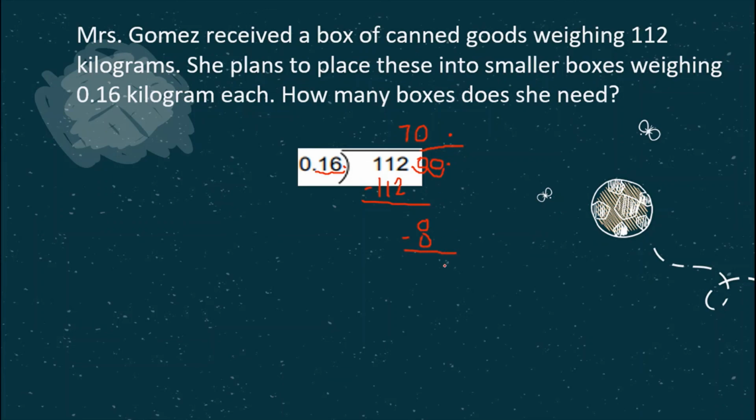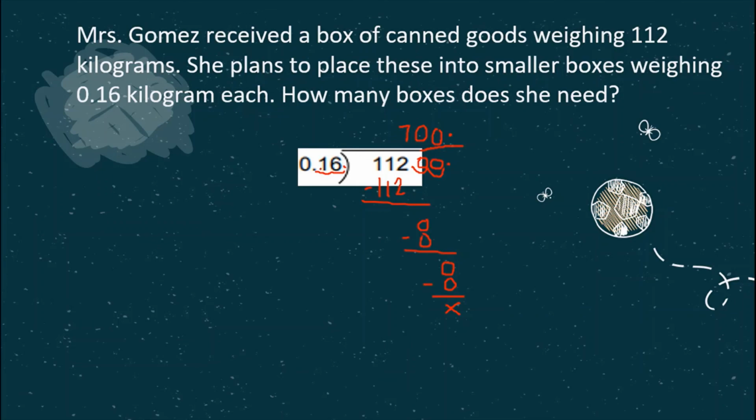And let's bring down the last 0 here. 0 divided by 16 is 0. 0 times 16, again, is 0. And 0 minus 0, the answer is 0. There's nothing to bring down. So the final answer is 700. How many boxes does Mrs. Gomez need? She needs 700 boxes.